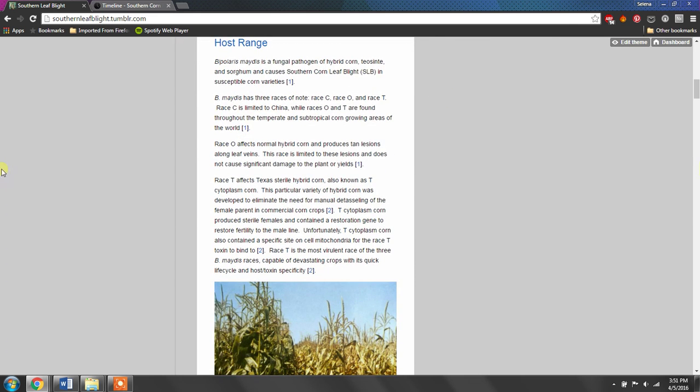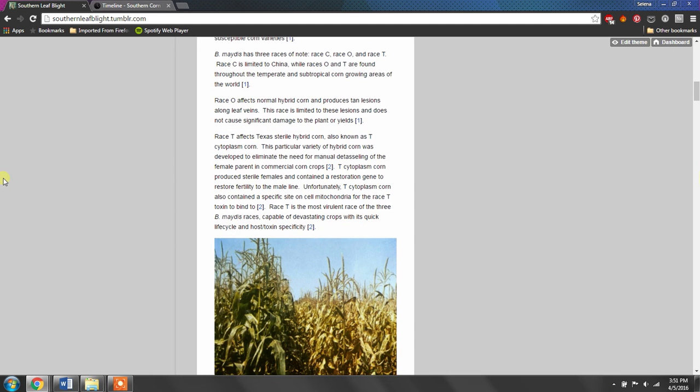As we know, southern leaf blight is actually caused by a polycyclic ascomycete called Bipolaris maydis, and it's a fungal pathogen of hybrid corn, teosinte, and sorghum. And it has three races, and these are race C, race O, and race T. Race C is limited to China. Races O and T are pretty much wherever corn is grown and with appropriate conditions.